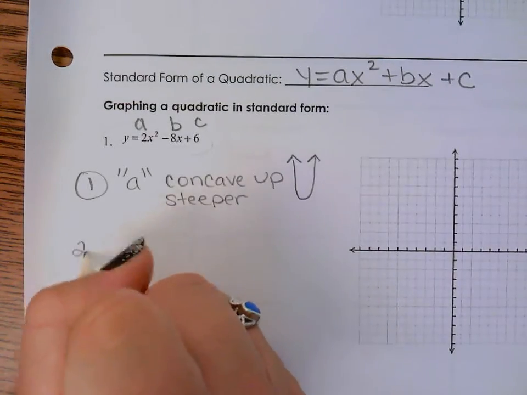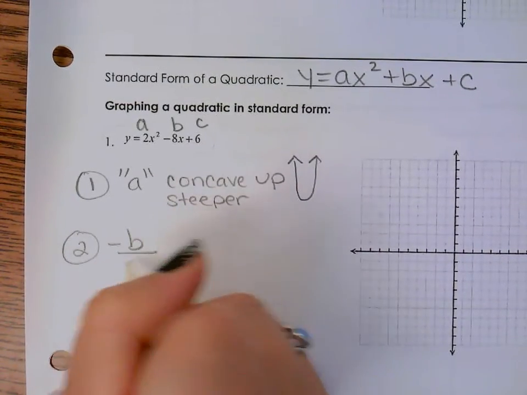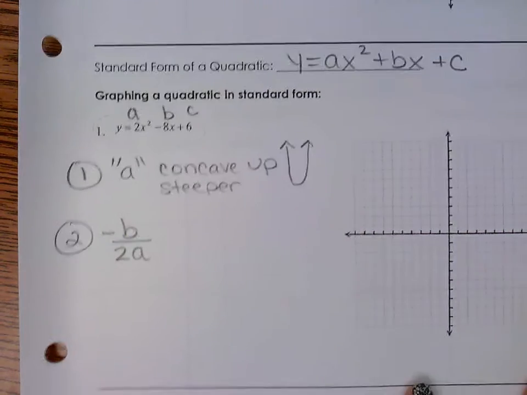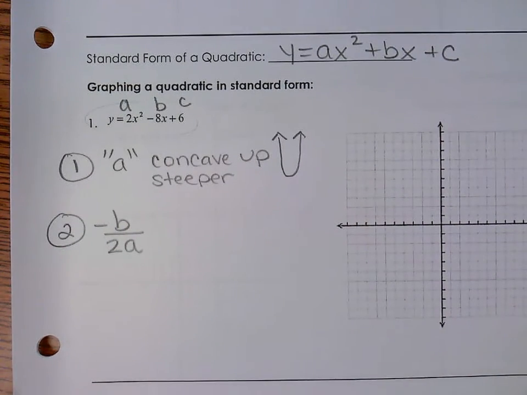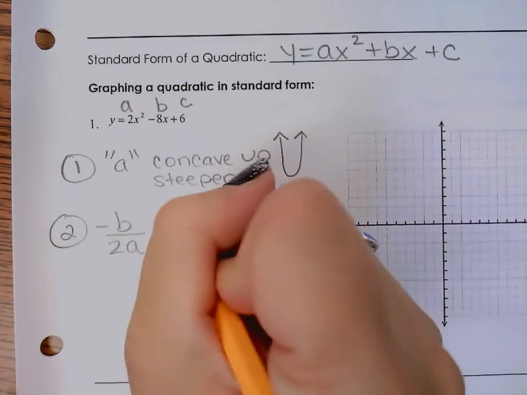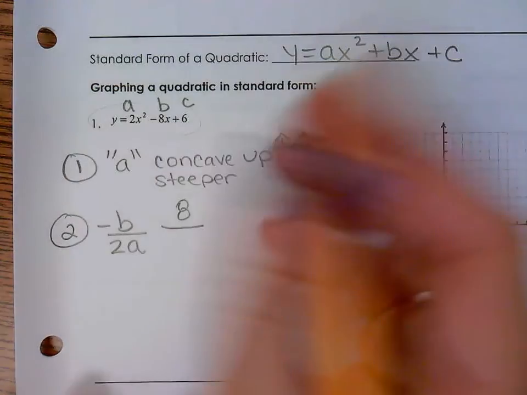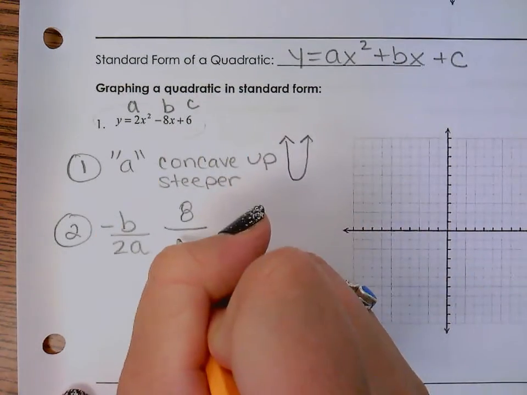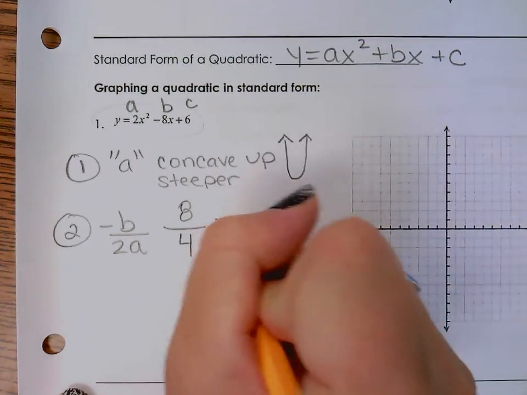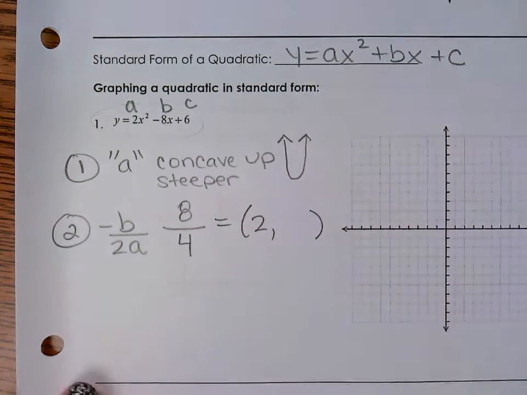Then number 2, I'm going to find the vertex. Negative b over 2a is that equation to find the vertex that you need to have memorized. It's an important math fact for all quadratics. Does that ring a bell, I hope? So when you do negative b over 2a in this equation, I would get positive 8, right? Because negative, negative 8. And then 2 times a in this equation would be 2 times 2, which is 4. So that gives you the x value of your vertex.